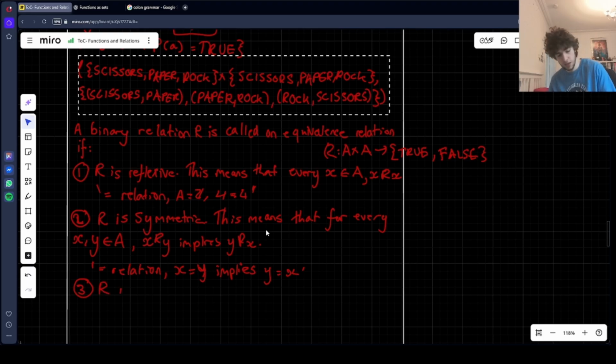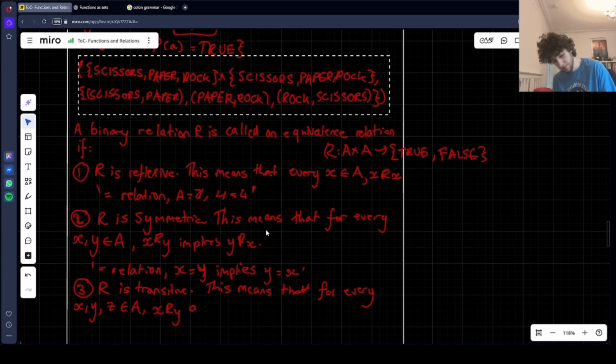And thirdly, we require this thing called transitivity. So R is transitive. What does that mean? This means that for every X, Y, and Z in capital A, if X is related to Y, and Y is related to Z, then X is related to Z.